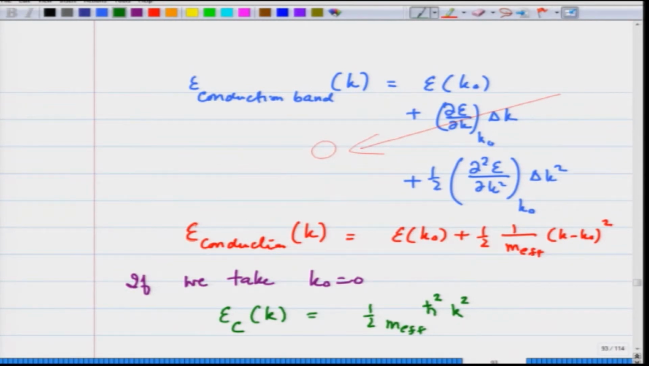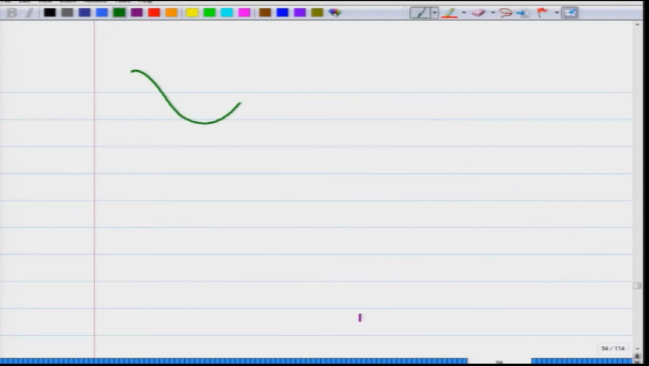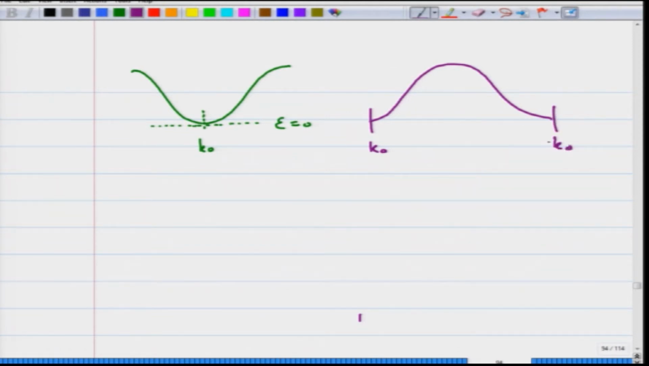So, I will write out here ħ², and I have taken in this E(k₀) to be 0. I shifted the reference of where I measure the energy from. If I take the point where the band is a minimum and measure the energy from there, I can write the energy as ħ²k²/2m_effective. This is the band, this is my k₀, and right at the minimum is E equals 0. If the band is the other way, here is my k₀, which is the same as k₀ on the other side, and this is my E equals 0.